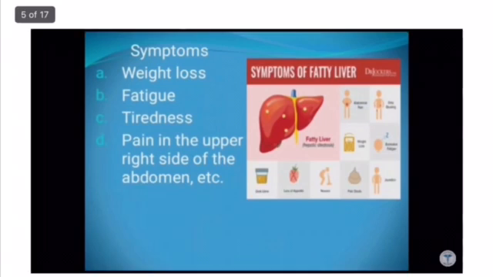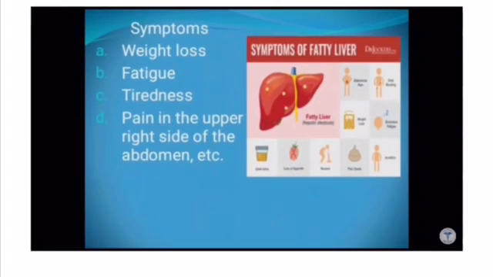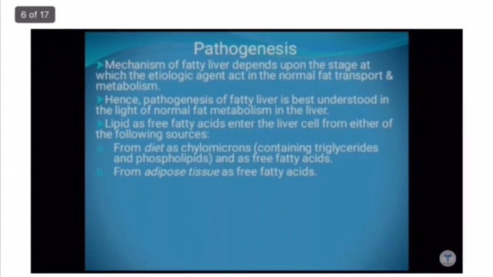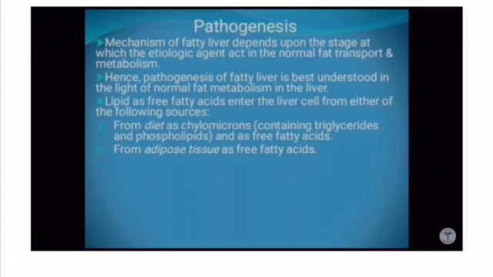Talking of symptoms: mainly weight loss, fatigue, tiredness, pain in the upper side of the abdomen. And coming to pathogenesis, the mechanism of fatty liver depends upon the stage at which the etiologic agent acts in the normal fat transport and metabolism. Hence, the pathogenesis of fatty liver is best understood in the light of normal fat metabolism in the liver.